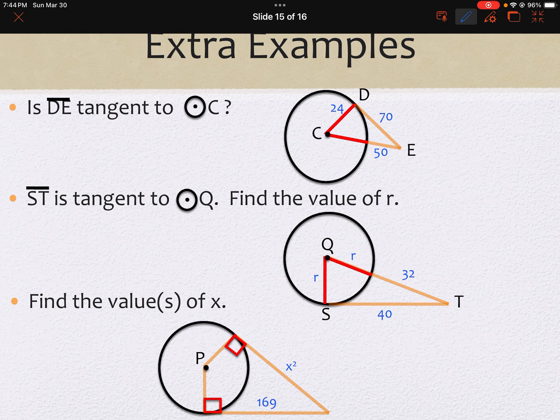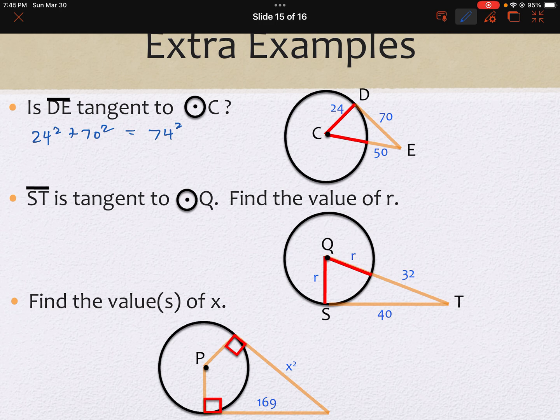Okay, here's a couple extra examples. I have a calculator here. Hopefully you do too. Let's see if we know what we're doing so far in this section. Is segment DE tangent to circle C? That's the question. Well, if it was, then 24 squared plus 70 squared would have to equal, okay, watch this now, 74 squared. Where did I get 74? Well, those red segments have a length of 24. So 24 plus 50 is 74.